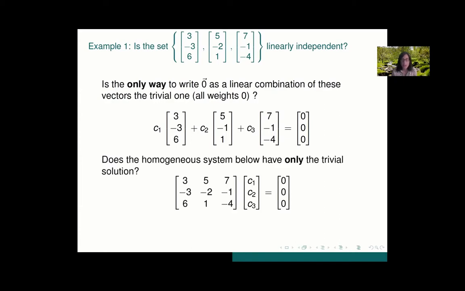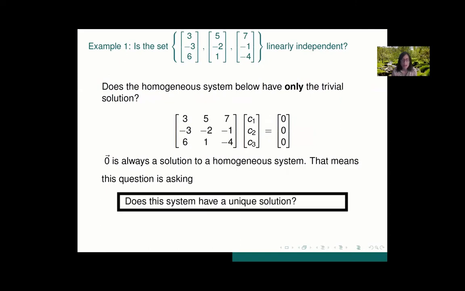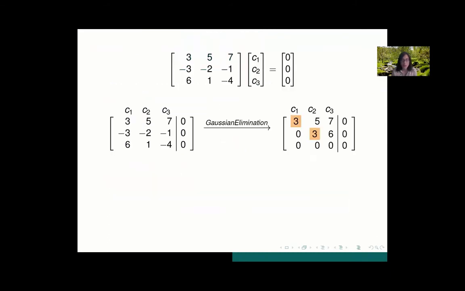We can rephrase this in terms of a matrix equation. We want to know if this equation has only the trivial solution. We know the trivial solution is always a solution to every homogeneous system. This means that asking if the equation has only the trivial solution is equivalent to asking if it has a unique solution. So now we're asking, does the system have a unique solution? If the answer is yes, then the vectors are linearly independent. If the answer is no, then the vectors are linearly dependent.